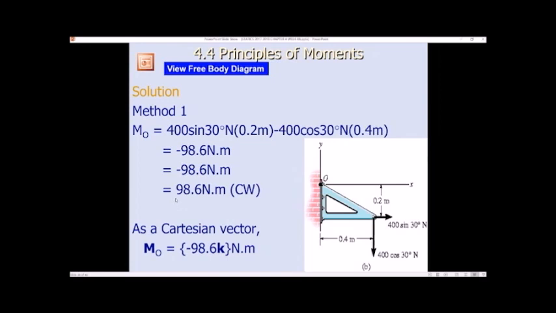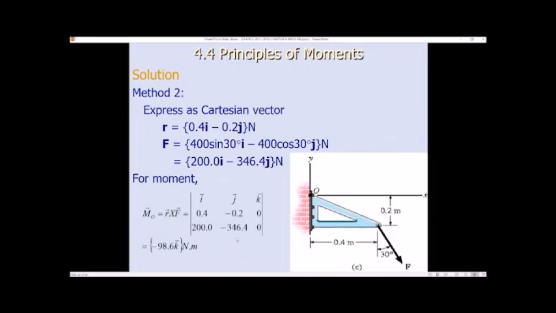The result will be 98.6 Newton meter, and you can also write it in Cartesian vector notation, which is the resultant moment at O equal to negative 98.6 k Newton meter. Then if you use the Cartesian vector method, first you need to resolve the position vector r and F. We know the magnitude of F is equal to 400.